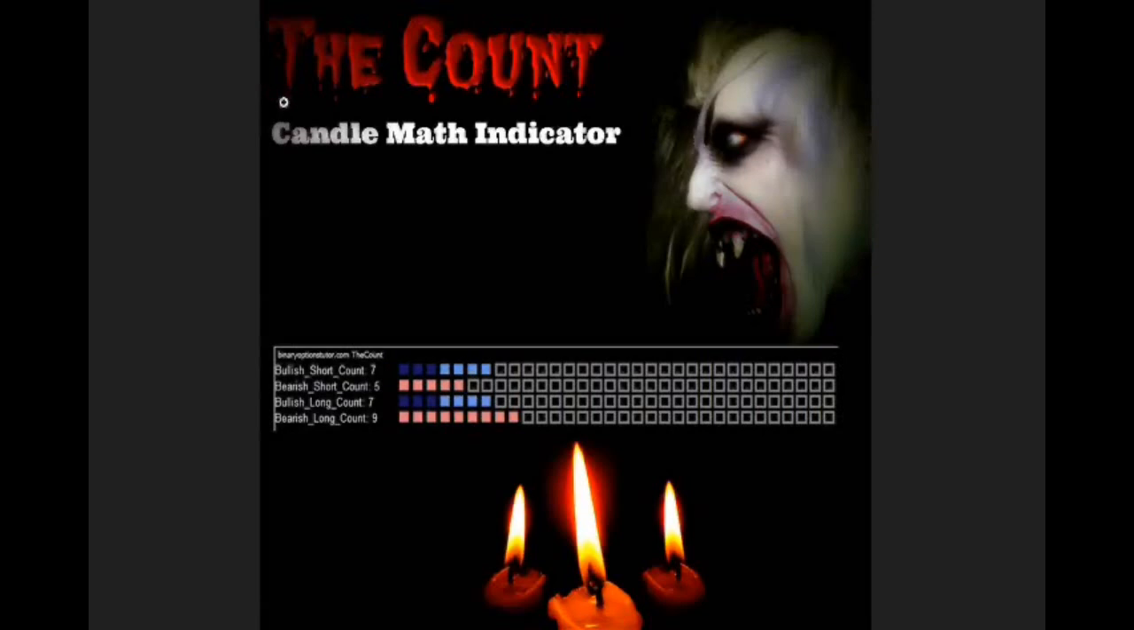I'm here today to share with you a frighteningly effective indicator my brother and I simply call the count. I'll be showing an example trade at the end using the count. This indicator could someday save your account, but the vampire folklore I'll be sharing along with it could someday save your life.